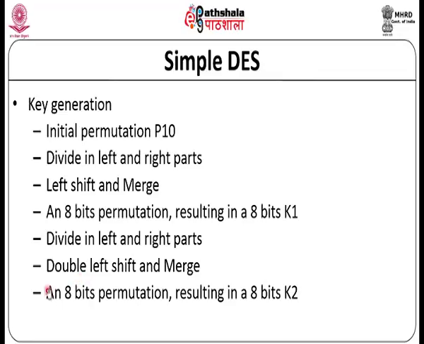Now you can see one additional thing here in round 2: a double left shift, whereas there is only a single left shift in the first round. In the second round we have a double left shift and merge, and an 8-bit permutation resulting in the 8-bit K2. So, we should understand the difference: in the first round, initial permutation, dividing the left half and right half, left shift, merge, permutation resulting in an 8-bit key. The additional thing in the second round is the double left shift and merge, from which you get the 8-bit key.